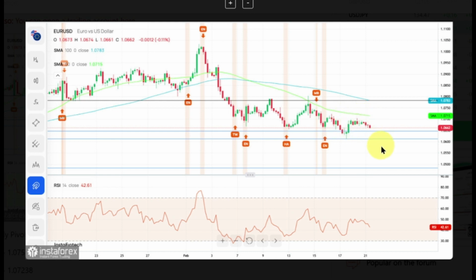So the bounce was very shallow overall, and it looks like the bears will strike soon. The momentum remains weak and negative, so all bounces are being used by bears to sell the euro for a better price. Please keep an eye on the level of 1.0787 because this is the key short-term technical resistance.